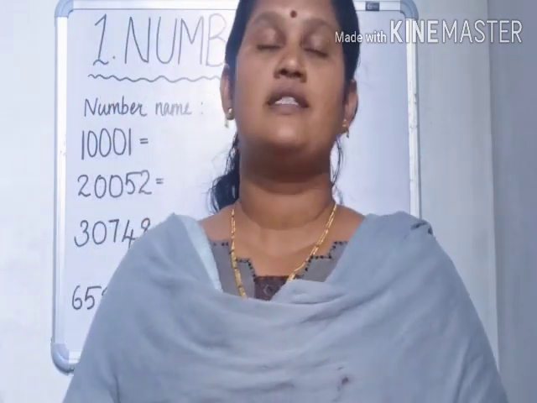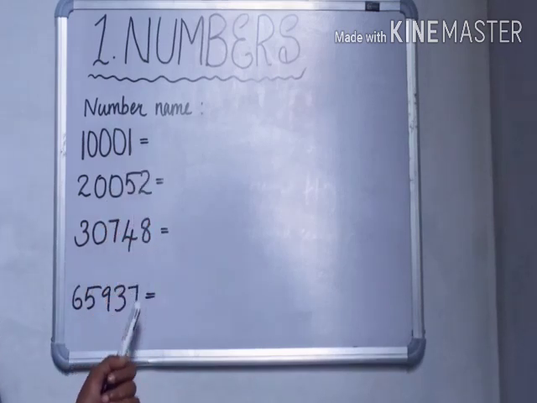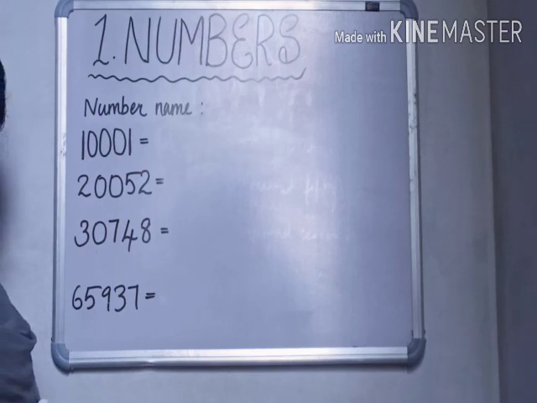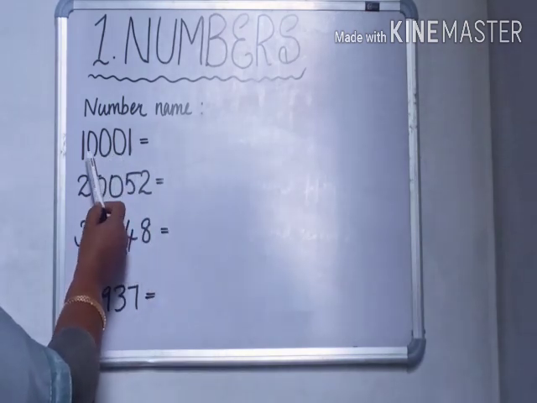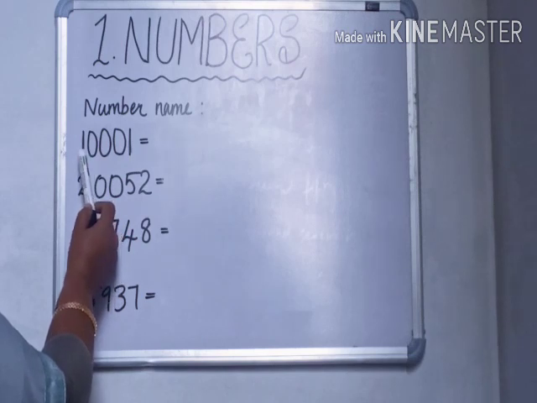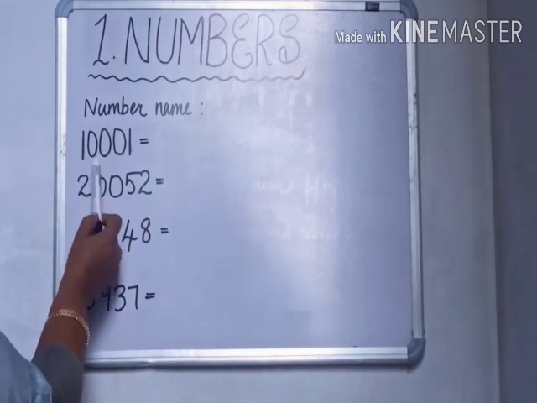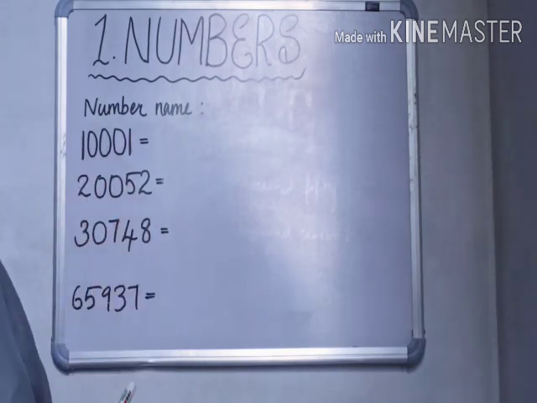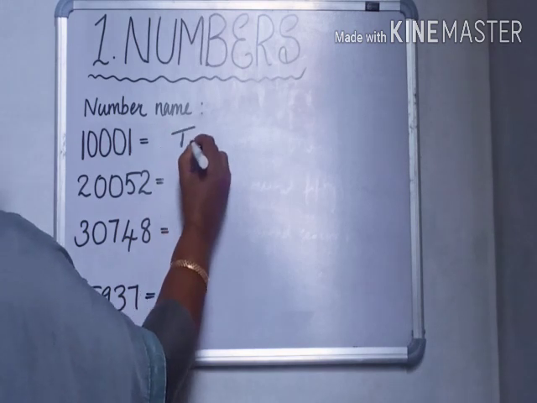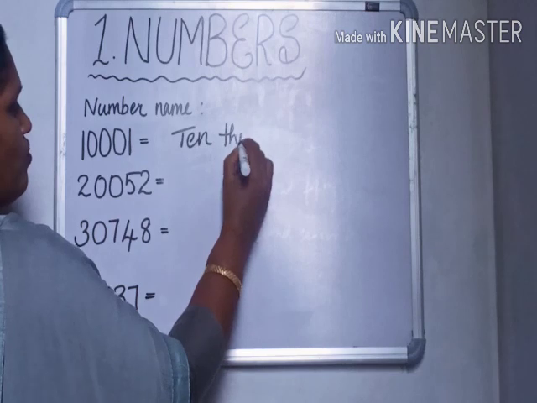Now we have some numbers here. All are 5-digit numbers. Can you write their number names? How do we write its number name? Here, ones, tens, hundreds, thousands, 10,000s. In 10,000s place 1 and thousands place 0. We should read the thousands and 10,000s place together. So, the number name of this is 10,001.